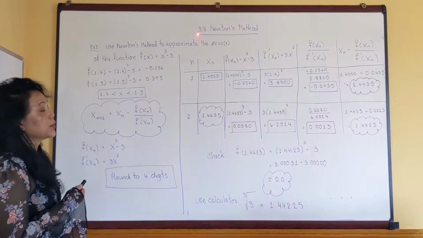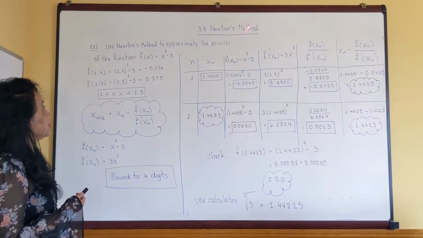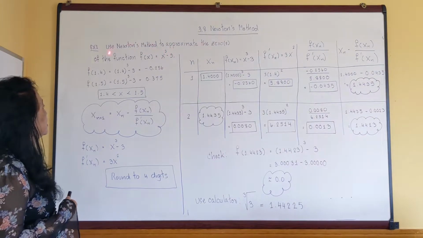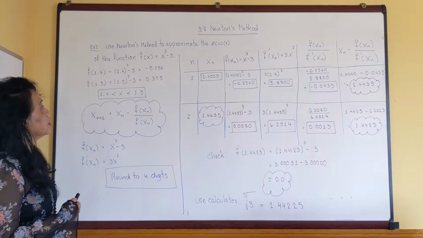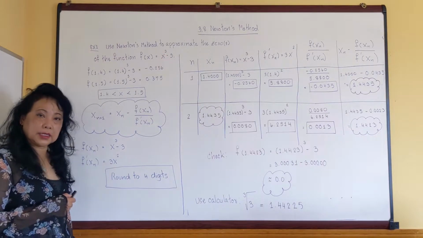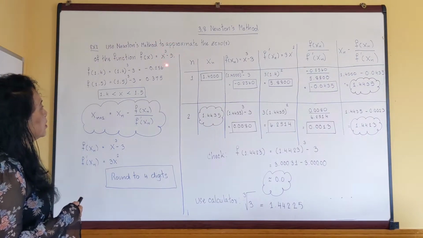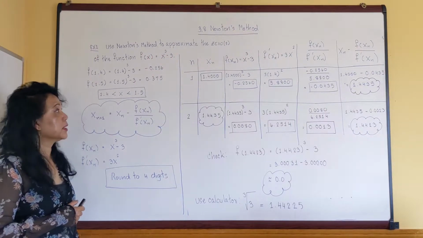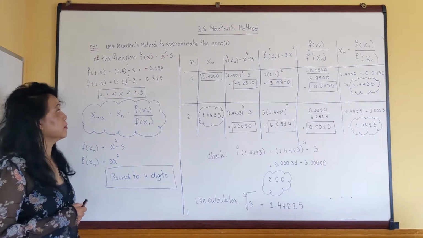Now we're going to go to 3.8, Newton's method. We're going to use Newton's method to approximate the zero of a function. So basically we want to find the x-intercept. This example I know is pretty simple. You can use a calculator, but a lot of the time you cannot, or you don't have a calculator.